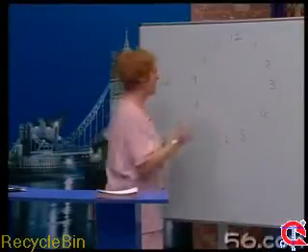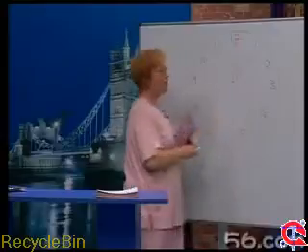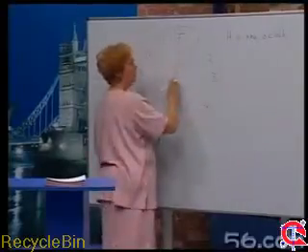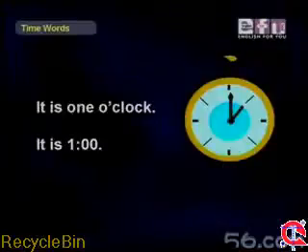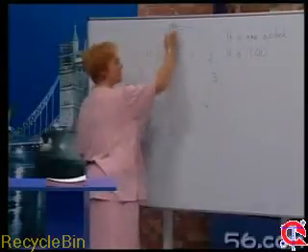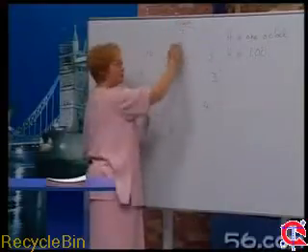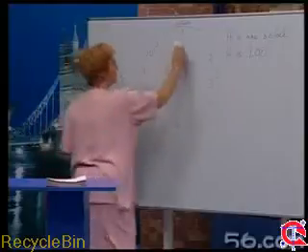Now, first example, we're going to do it like this. Now, we can say for this, it is 1 o'clock. It is 1 o'clock. All right? Or we can say, easy, it is 1 o'clock. Now, we only say o'clock when it's here. Only here. 1 o'clock. All right?